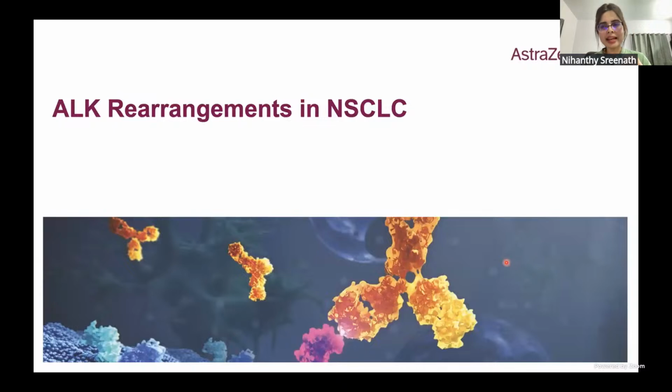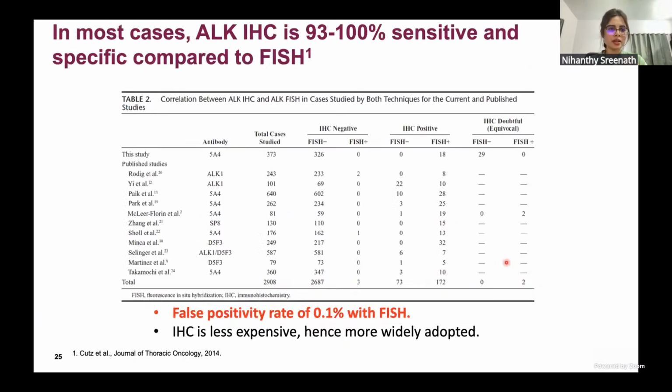So coming to the next target, which has been available for us, the ALK rearrangement. We all know that ALK can also be done with IHC, FISH. There are various things. ALK IHC sensitivity is almost 93 to 100% compared to the FISH. But most importantly, the FISH positivity rate is 0.1%, which has to be kept in mind.